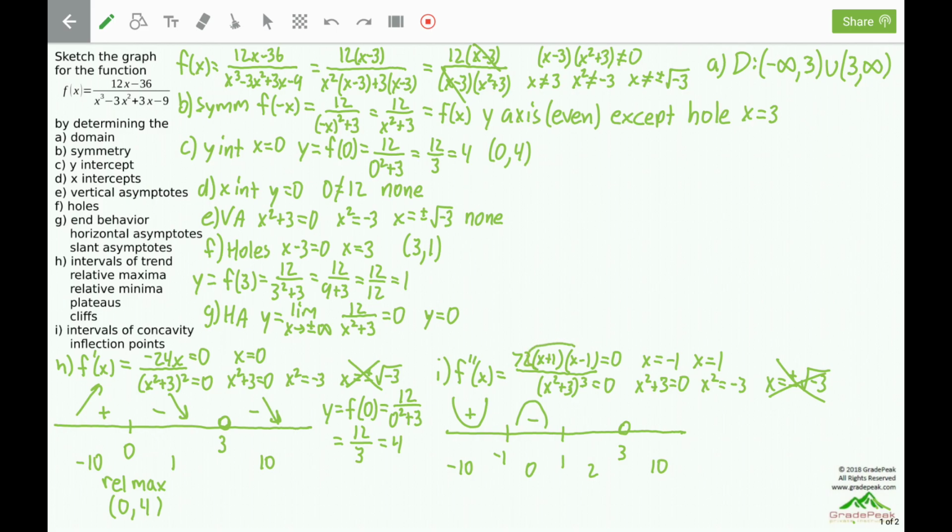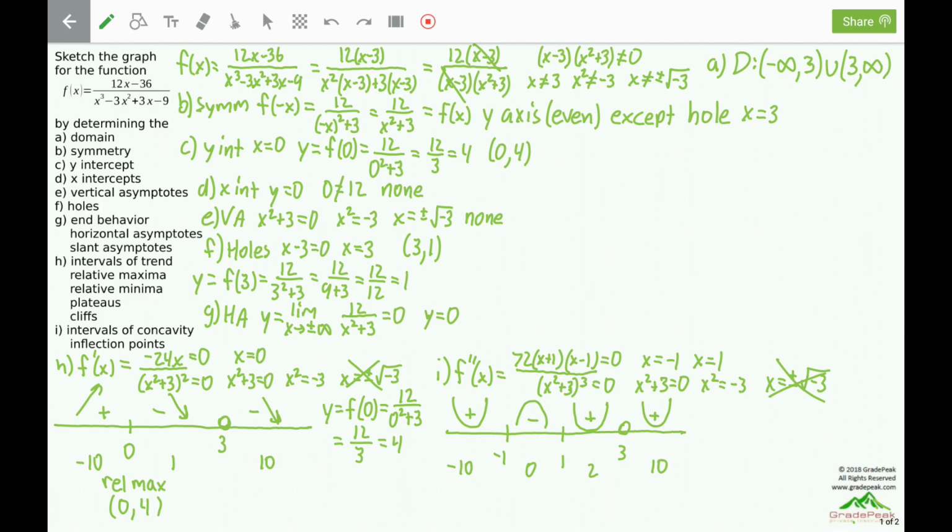Plugging the test value of +2 into the portion of the second derivative that matters, 2 plus 1 is positive, 2 minus 1 is positive, positive times positive is positive. We have a positive second derivative, which corresponds to concave up. And plug in a test value of 10 to the portion that matters. 10 plus 1 is positive, 10 minus 1 is positive, positive times positive is positive. We have a positive second derivative, which corresponds to concave up.